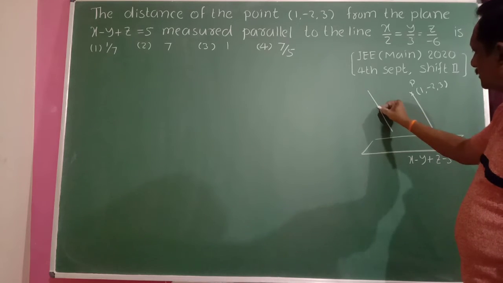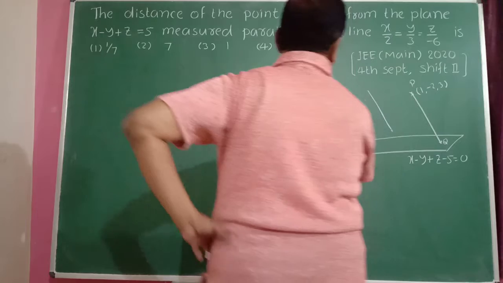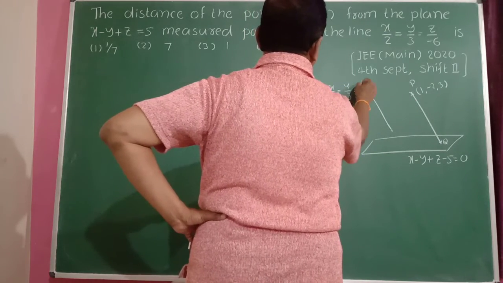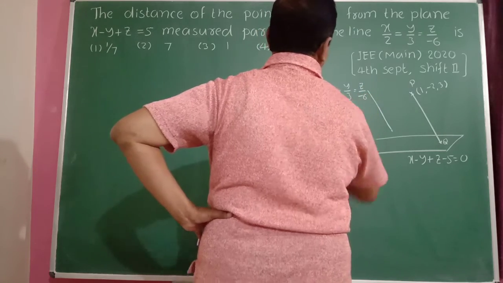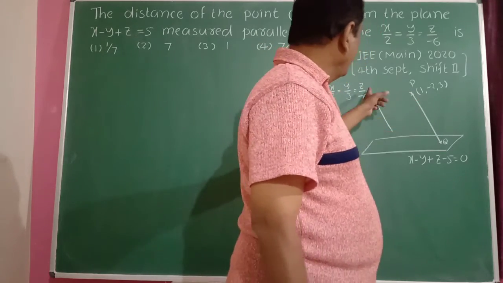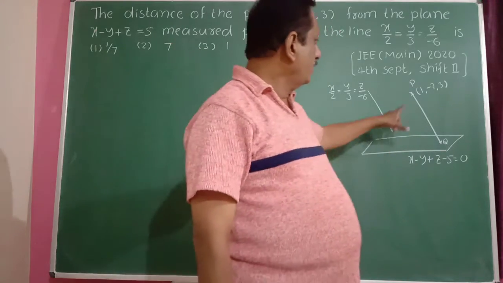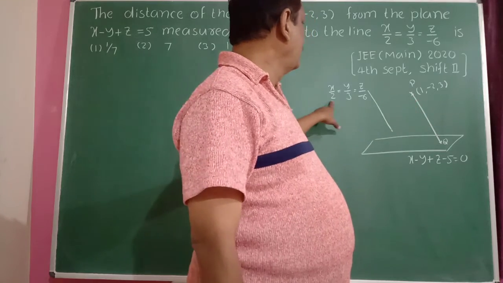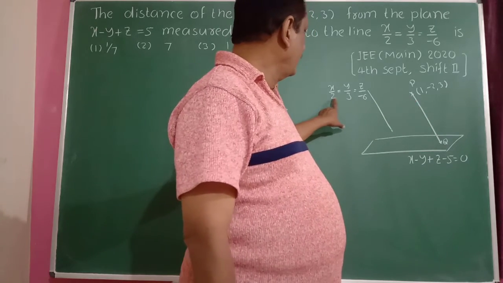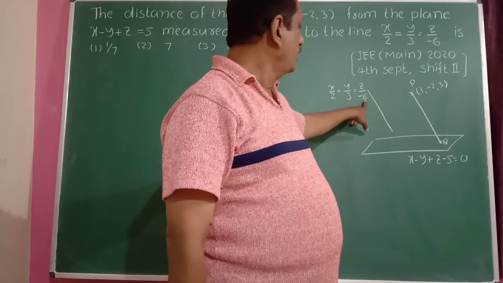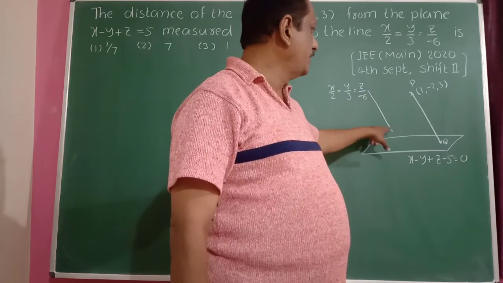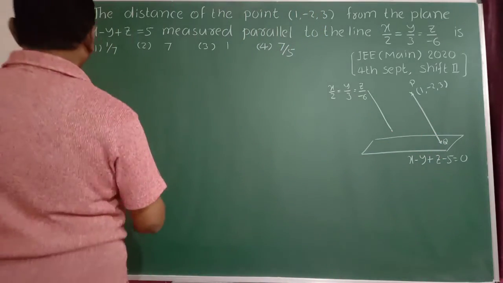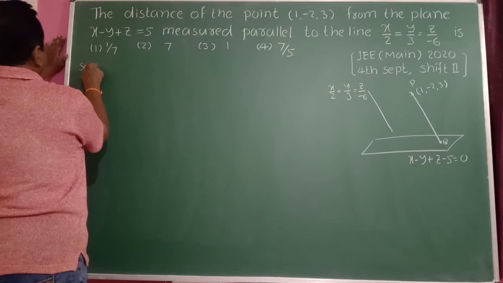The equation of this line is already given: x divided by 2 is equal to y upon 3 is equal to z divided by minus 6. Therefore PQ and this line are both parallel. Then the direction ratios of the line parallel to the vector are 2, 3, minus 6. Take the same direction ratios 2, 3, minus 6, because both lines are parallel to each other. Therefore, take your solution here.